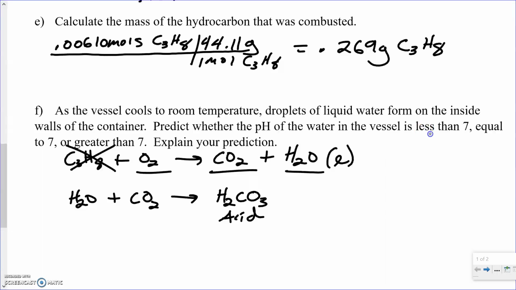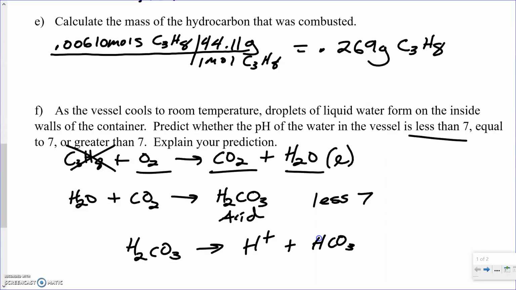From there, once you recognize that this is an acid, this is pretty easy to figure out. Predict whether the pH will be less than 7, equal to 7, or greater than 7. Since we have an acid, we know that it is going to be less than 7. Explain your prediction: because we have an acid, H2CO3, being formed, which means, if we think back to our acid reactions, it is going to produce hydrogen ions. And if our hydrogen ion concentration is increasing, our pH is decreasing, or becoming less than 7.